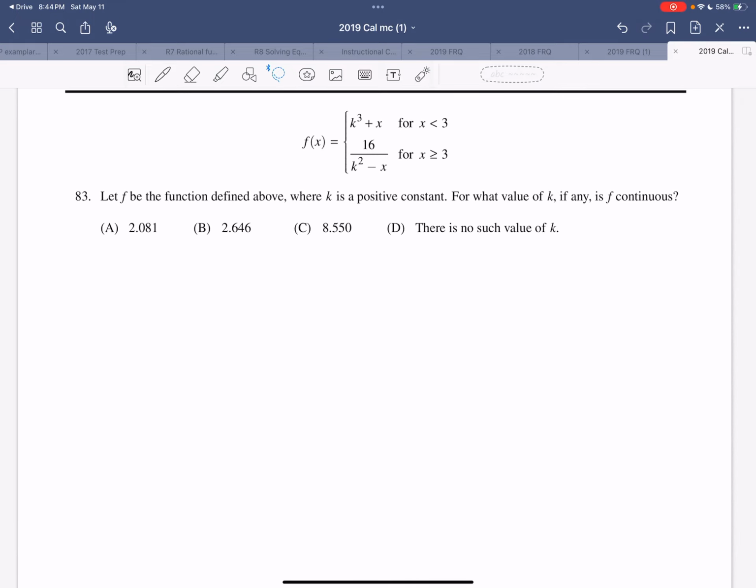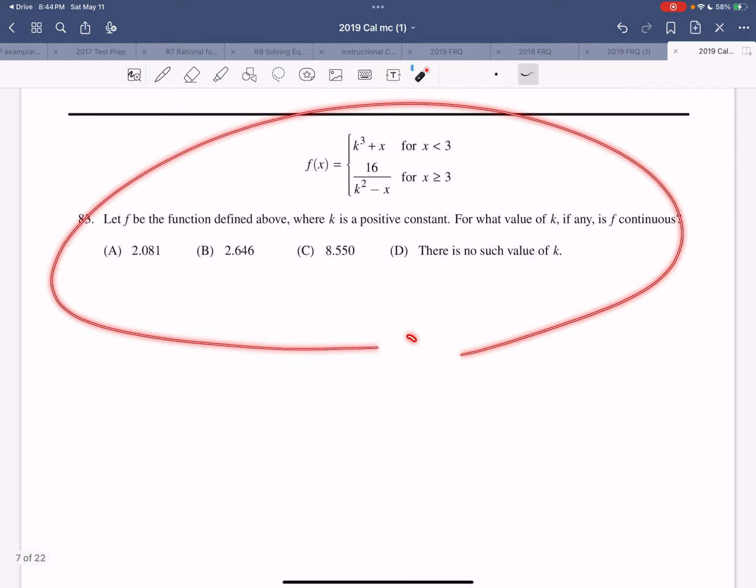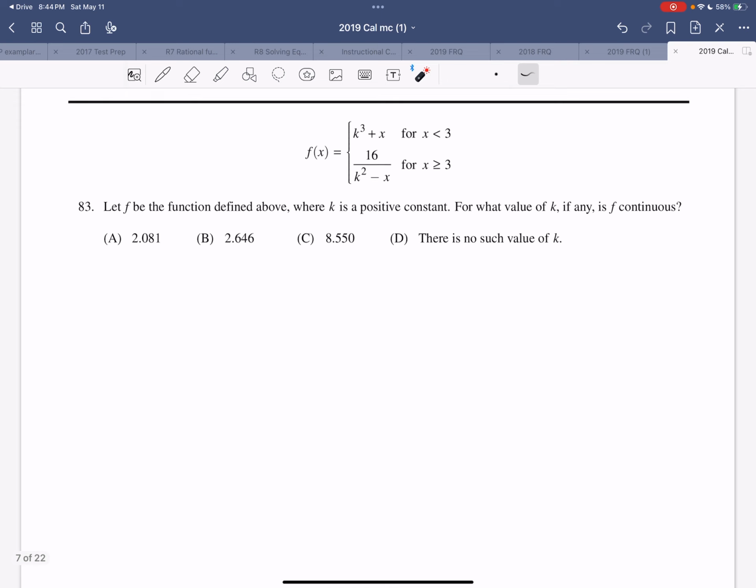All right, so question number 13. I believe this is the last question that I will go over in this video, and I'm going to make a second video. Now let f be a function defined above here, and k is a positive constant. So most likely we're going to solve for k. What value of k, if any, makes f continuous? Now, in order to be continuous, this should be equal to this, okay? So k to the third power plus x should be equal to 16 over k squared minus x when x is equal to 3, okay?